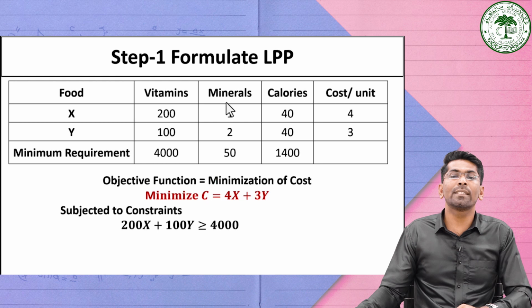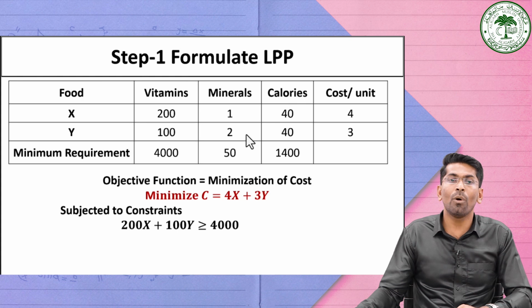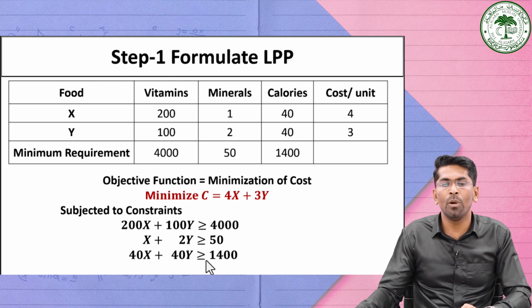Similarly, food X contains 1 unit of mineral, food Y contains 2 units of minerals, and the total minimum requirement of minerals is 50. So our second constraint becomes 1 into X, which is X, plus 2Y, which is greater than or equal to 50. Similarly, the third restriction is regarding calories. Food X contains 40 calories and food Y contains 40 calories. So the third constraint is 40x plus 40y, which is greater than or equal to 1400.